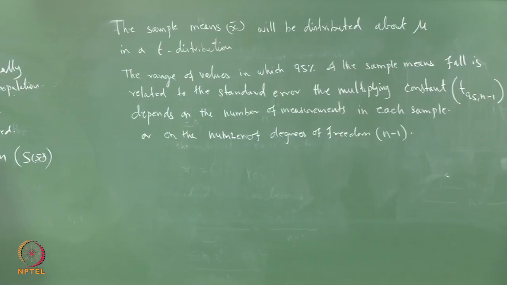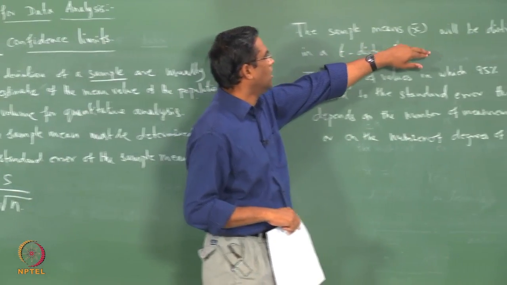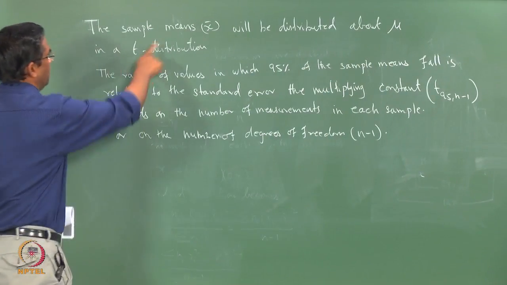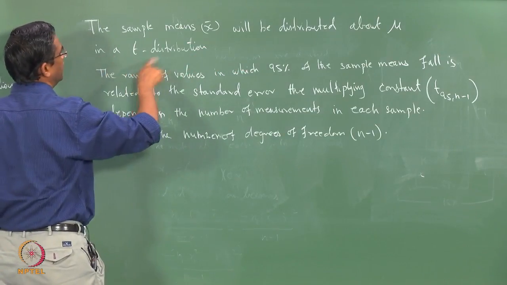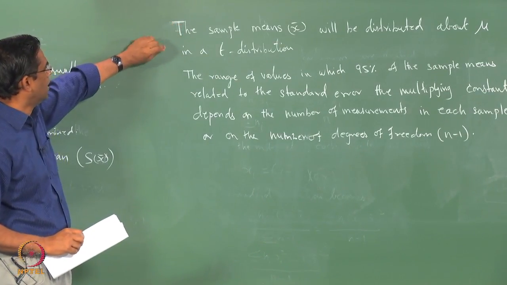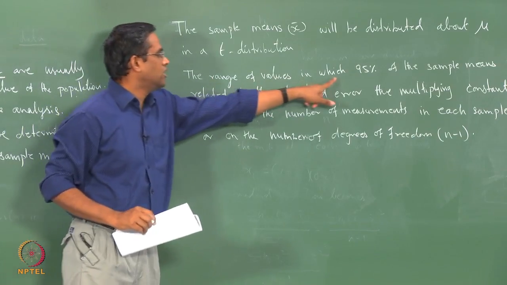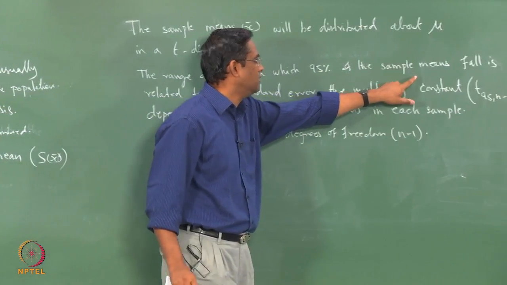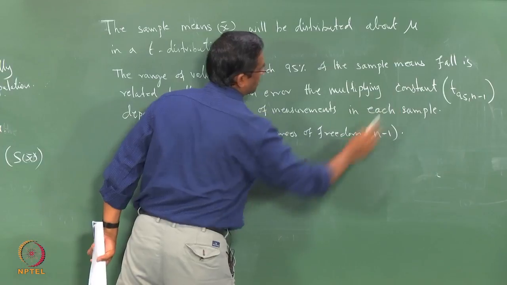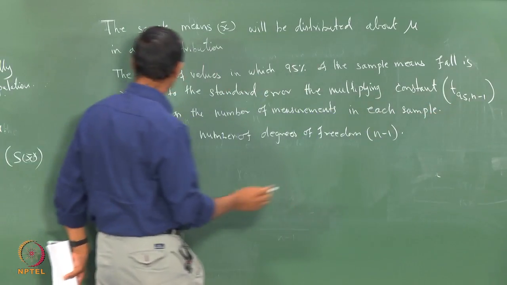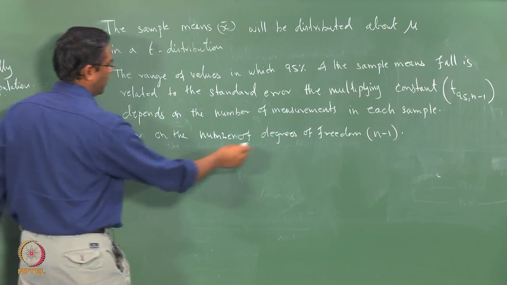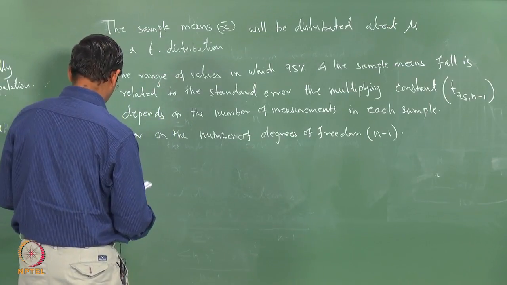So, what I have written here is that the sample means x bar will be distributed about mu. The sample mean itself will be distributed about mu in a t distribution. I will just show you what this t distribution is, and before that we will see that the range of values in which 95% of the sample means fall is related to the standard error, the multiplying constant T95 n minus 1, depending upon the number of measurements in each sample or the number of degrees of freedom. So, this is what you have to realize.